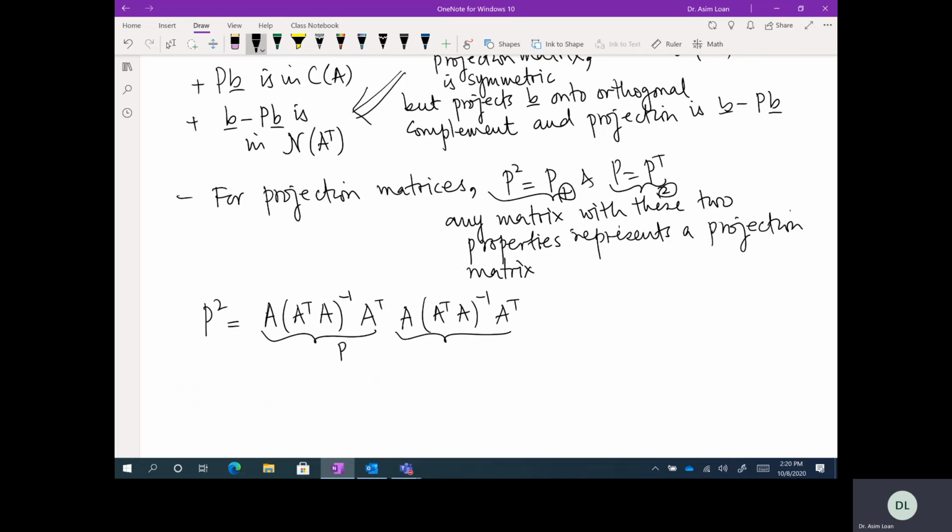So A transpose A into (A transpose A) inverse is equal to identity. So we are left with A into (A transpose A) whole inverse into A transpose, which is equal to P, right?